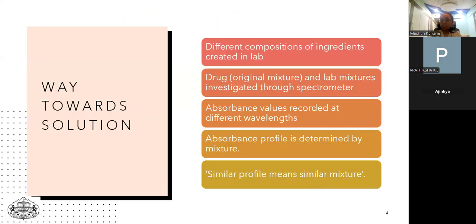Okay, so the question is: suppose a tablet is available in the market, and it has, say, 2 ingredients. Let us consider the case of Crocin itself. Crocin is a brand name, but you can say any paracetamol tablet. A paracetamol tablet usually has 2 ingredients, paracetamol and caffeine. These 2 ingredients are supposed to be in a certain proportion. If the proportion isn't followed, then the tablet won't give the desired, the required effect.